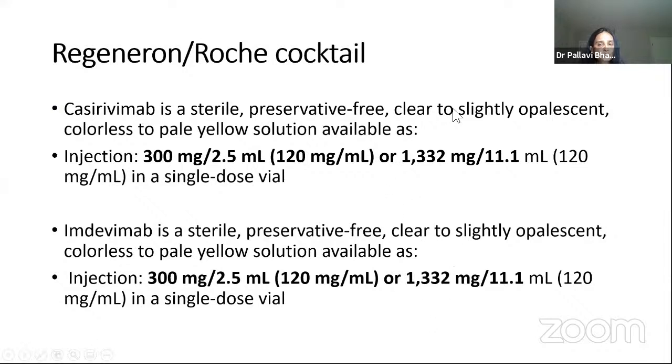So I'm not sure what formulation and what strength is now available in India, but it can be in four separate vials with 2.5 cc each and 300 milligrams, which makes it 1200 milligrams, or a single vial of 1300 milligrams to be reconstituted and mixed with an equal amount of the second monoclonal antibody. So KC and MD together, equal amount.